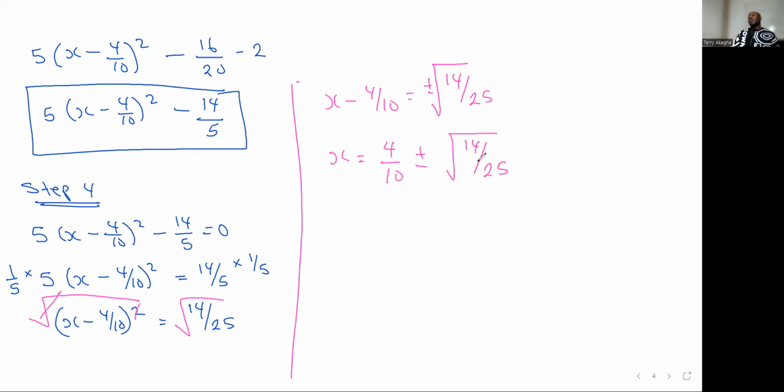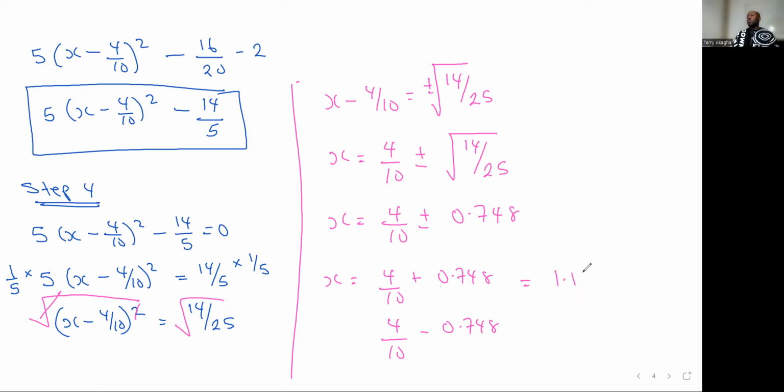Now, if you press this in the calculator, using the short form, it will give you x is equal to 4 over 10 plus or minus about 0.748. So that means x is going to be 4 over 10 plus 0.748 or 4 over 10 minus 0.748. When you do this for the positive, it's going to give you about 1.148. And for the negative, it's going to give you about minus 0.348. So that means x is this.